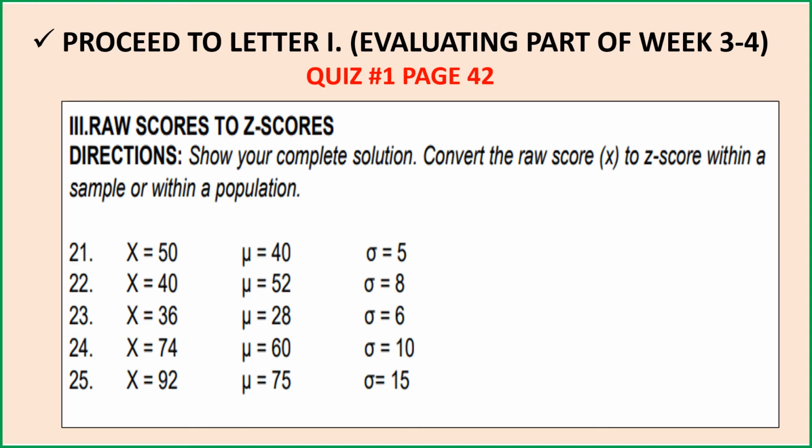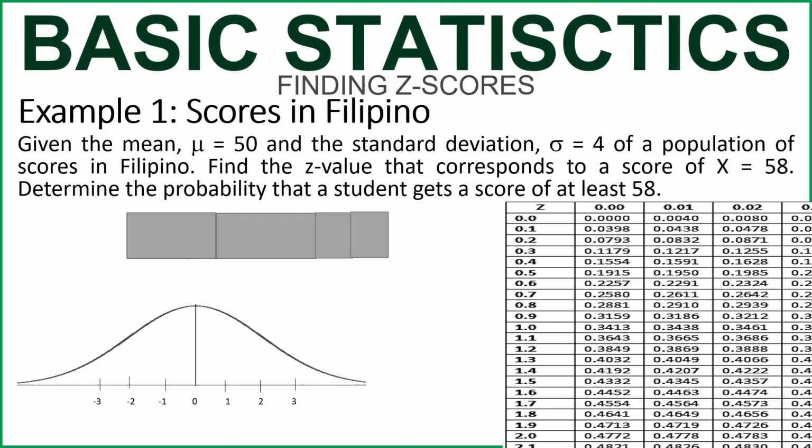Good luck! So let us now proceed in problem solving. Example number 1, scores in Filipino. Given the mean, mu, is equal to 50, and the standard deviation of 4 of a population of scores in Filipino, find the z value that corresponds to a score of 58. Determine the probability that a student gets a score of at least 58.